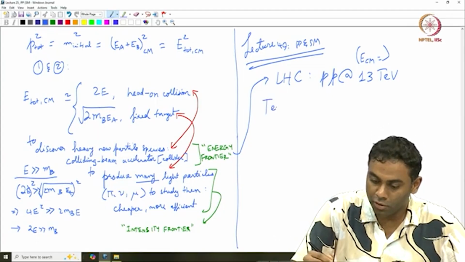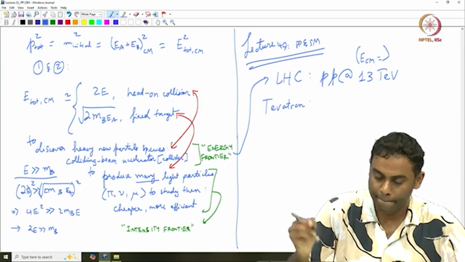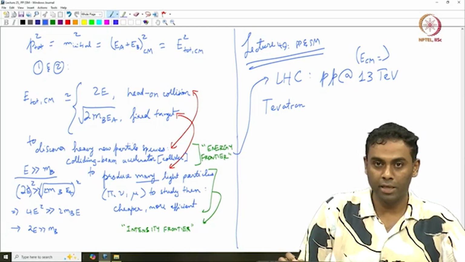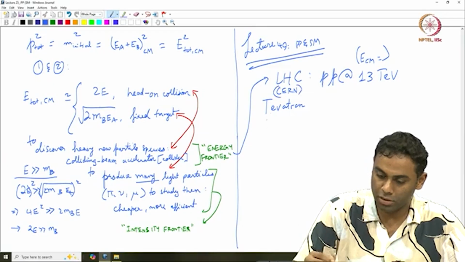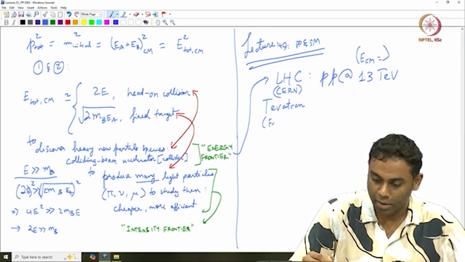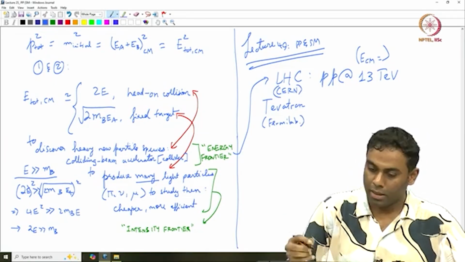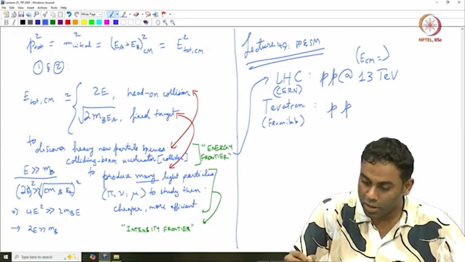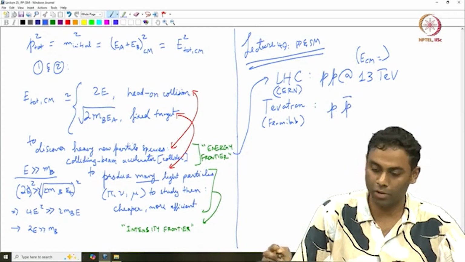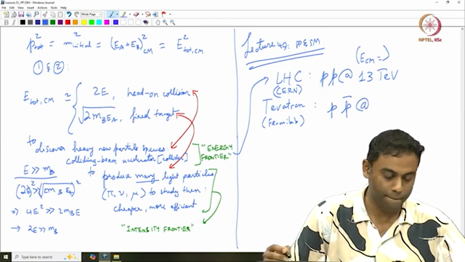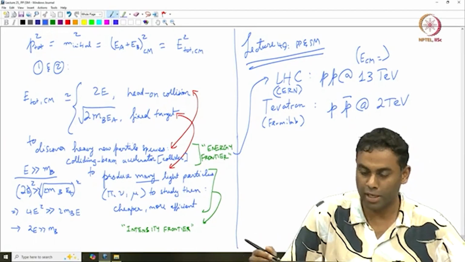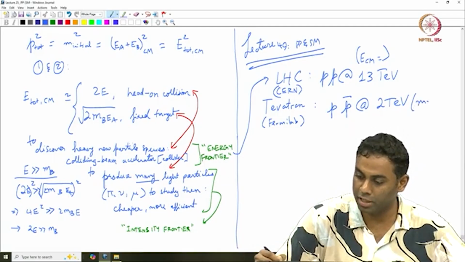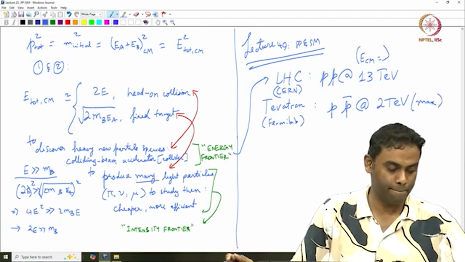Before this there was the Tevatron in Fermilab, USA. The LHC is in CERN. The Tevatron was in Fermilab, USA. They collided protons on antiprotons at an energy of 2 TeV. They collided it at many different energies. The maximum energy that they went to was 2 TeV.